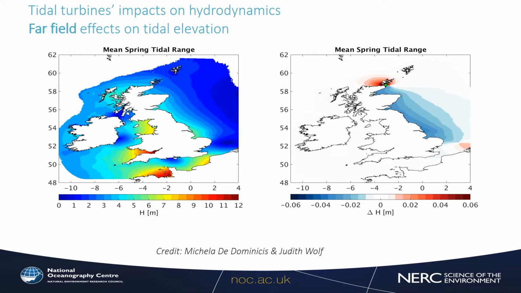Though the tidal turbines were only installed locally, they can impact on the current and the tides on the large scale. This figure shows the mean spring tidal range on the left, and how inserting energy devices can change that tidal range. You can see by taking energy out of the system, we can alter the tidal range, increasing it in places, but also causing a reduction in the tidal range all the way down the northeast coast of the UK. This can be as large as 2 to 4 centimetres in places.